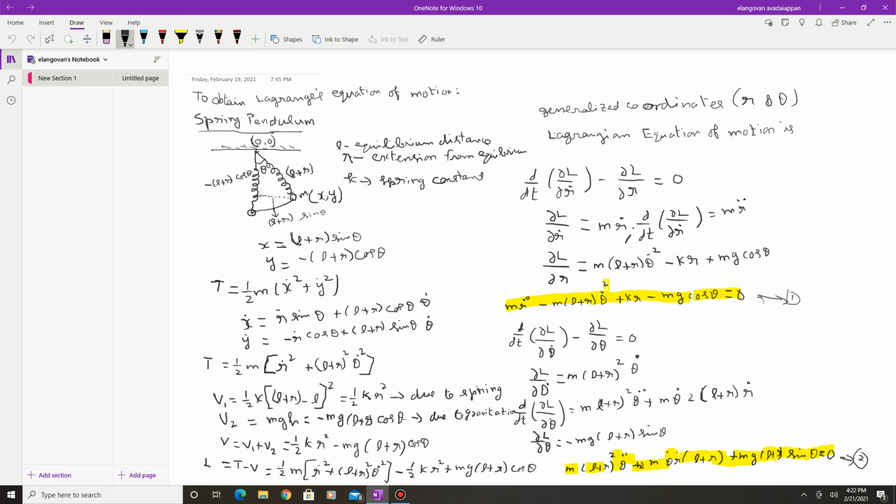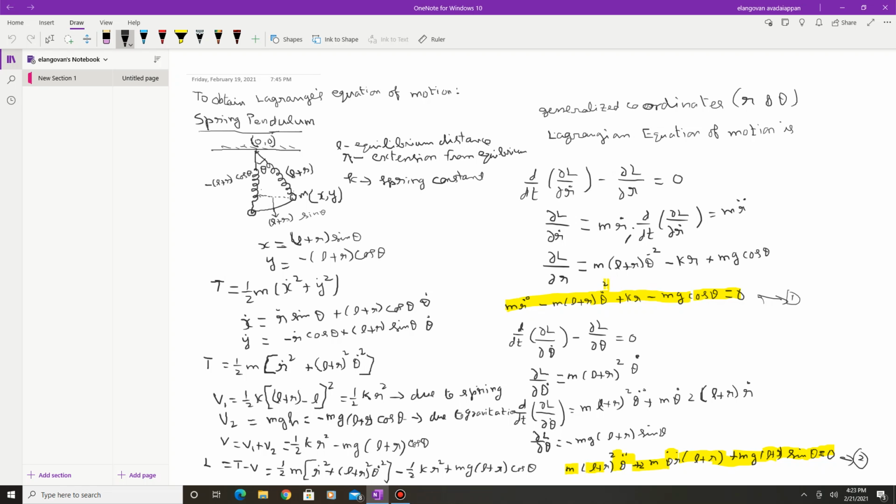Now we substitute for T from this expression: half m into r dot square plus (L plus R) whole square theta dot square, minus V. So you substitute this value here. This is minus half k r square plus mg into (L plus R) cos theta. So now this is your Lagrangian of the system.